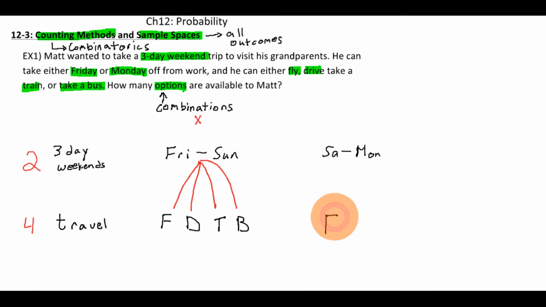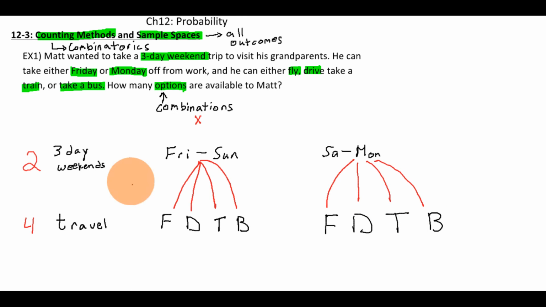So I'm going to repeat what I wrote before: F for fly, D for drive, T for train, and a big B for bus. All right, and let's connect those as well. So if he did not take the first 3-day weekend off, and he chose Saturday through Monday as his 3-day weekend, here's another option for him. So we have 1, 2, 3, 4 options, a 5th option, a 6th option, a 7th option, and finally an 8th option that Matt could take for his 3-day weekend. So right now what we see here is that there are 8 options available. So Matt has 8 options for his 3-day weekend.